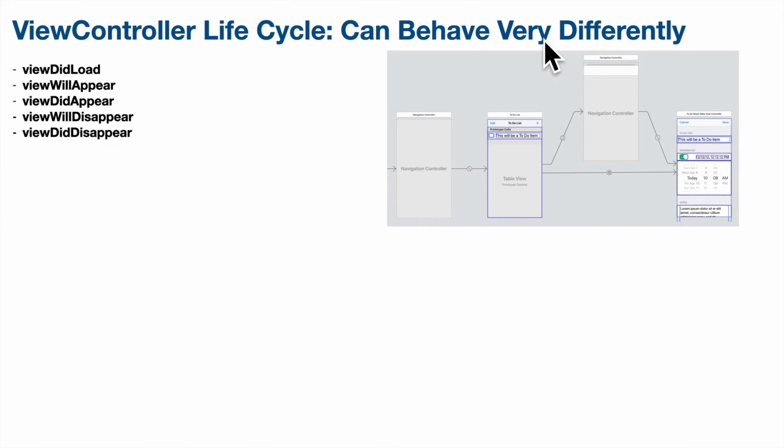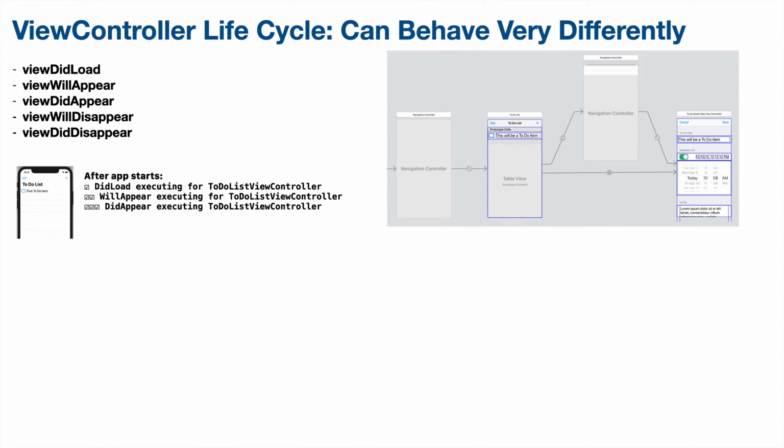In an app like our to-do list, which starts with a ViewController with a table view in it and then segues to a detail ViewController and then back, when the app first launches, the first view with the table view launches, the view loads, it will appear, it did appear. Now that's pretty much what you'd expect. Now I put a print statement with 1, 2, and 3 check marks in the ViewDidLoad, ViewWillAppear, and ViewDidAppear, and this is what the console shows.